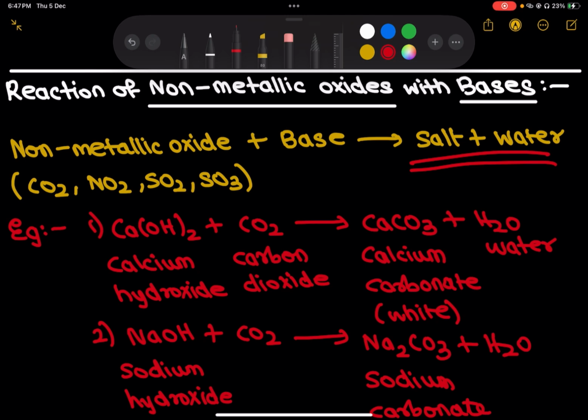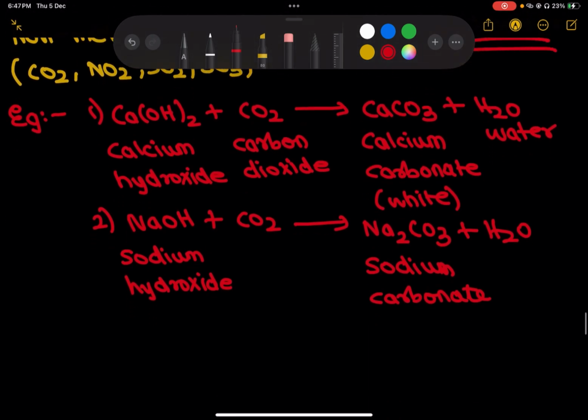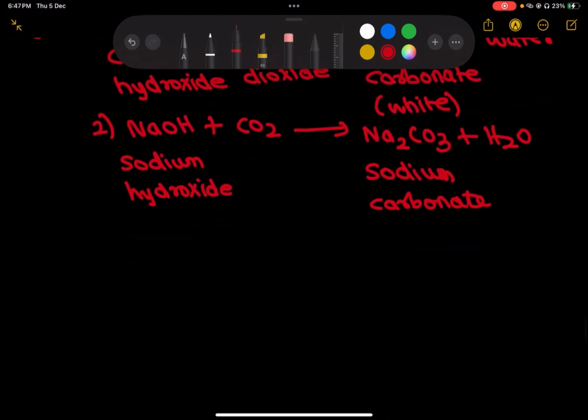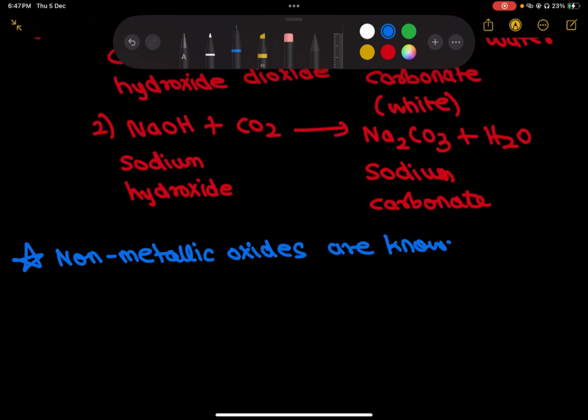So we can conclude that non-metallic oxides are also known as acidic oxides. Correct? So here I'll write it down. Non-metallic oxides are known as acidic oxides. Correct? So this is very important. Again, as I said, non-metallic oxides are acidic and metallic oxides are basic. So the way in which you can remember this, you can remember one and you'll understand the other.